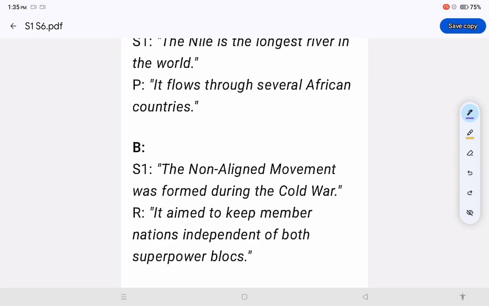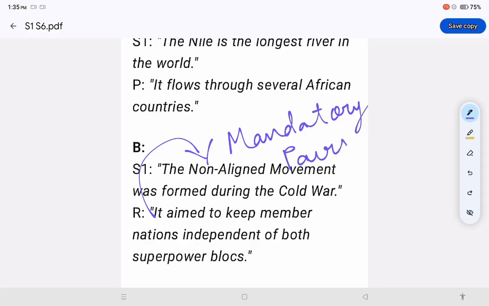You see, the non-alignment movement was formed during the Cold War. It aimed to keep member nations independent of both superpower blocs. Now, "it" is referring to the non-alignment movement. That means mandatory pairs. What you find out is that S1 and R are mandatory pairs. So, no matter what, you need to put this together. Any way possible, you need to put this together.